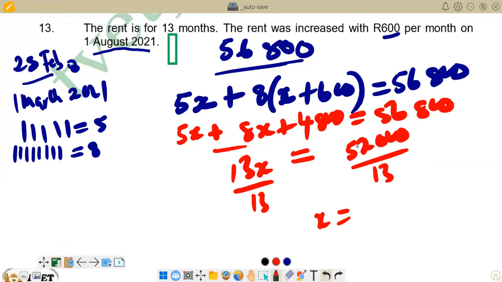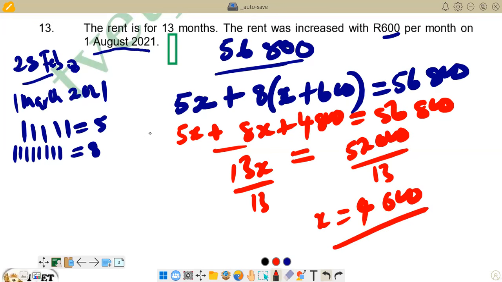When you say 13 into 52,000, let's try to see there. Let's divide that one. 52,000 divided by 13, you get 4,000. So here you've got your x equal to 4,000. So this is the rent before it was increased, and then it was increased by 600.